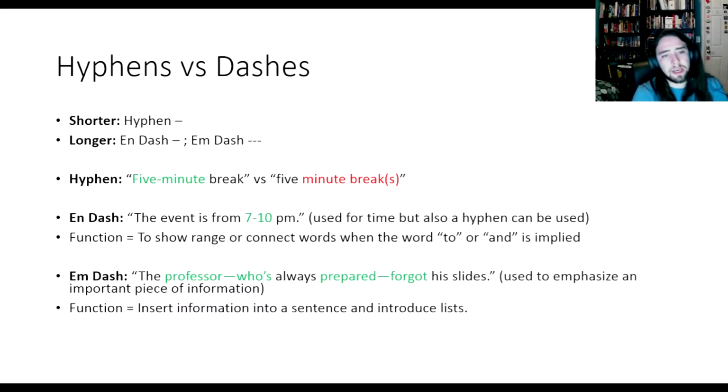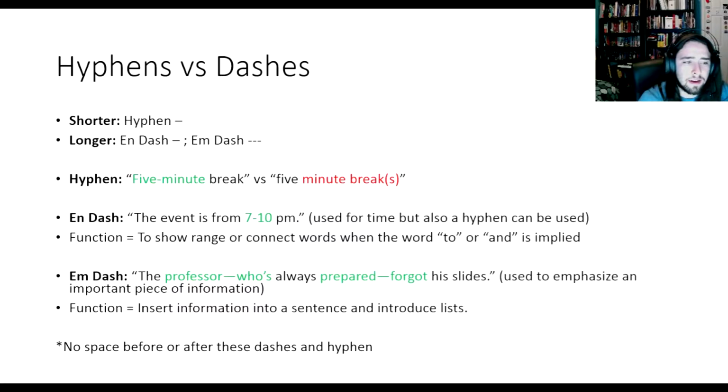Then for the M dash, you would use this to break off information that you really want to emphasize, or if you're a creative writer, you would use it for dramatic flair. In my example here, I'm highlighting what the phrase is referencing, positionally a noun or object or subject. So the professor, who's always prepared, forgot his slides. This is dramatic because the professor is always prepared, but now he forgot his slides.